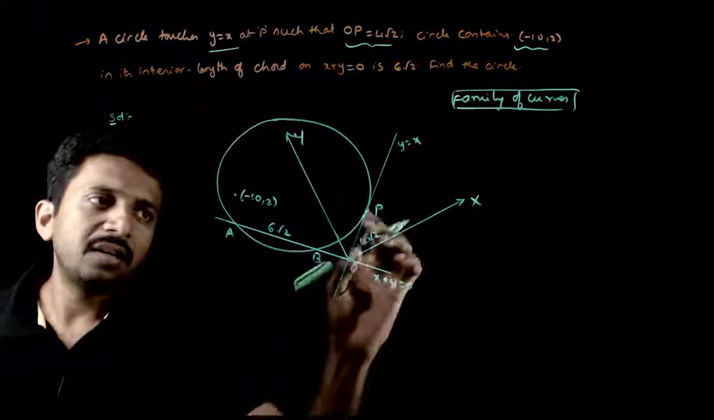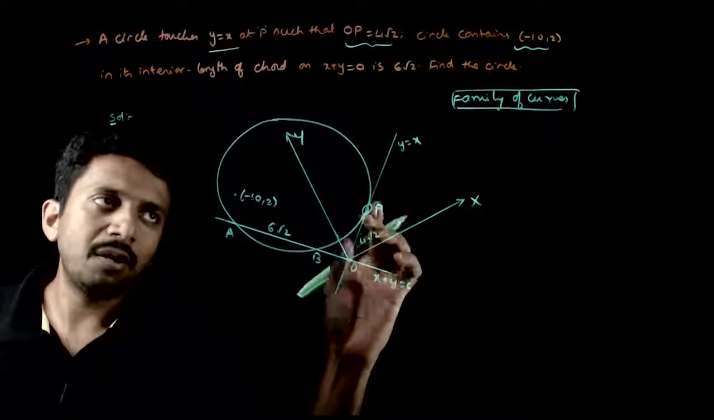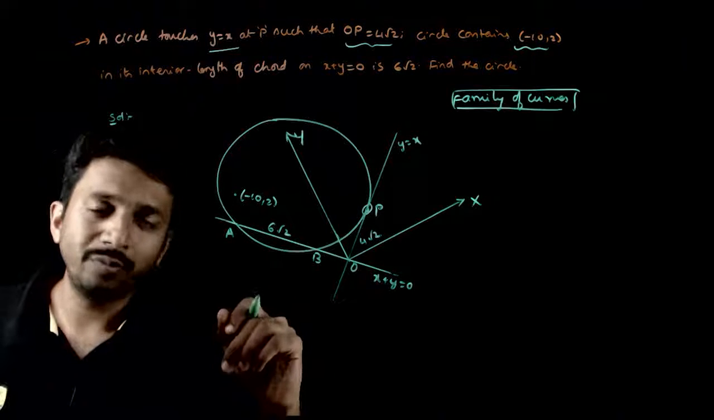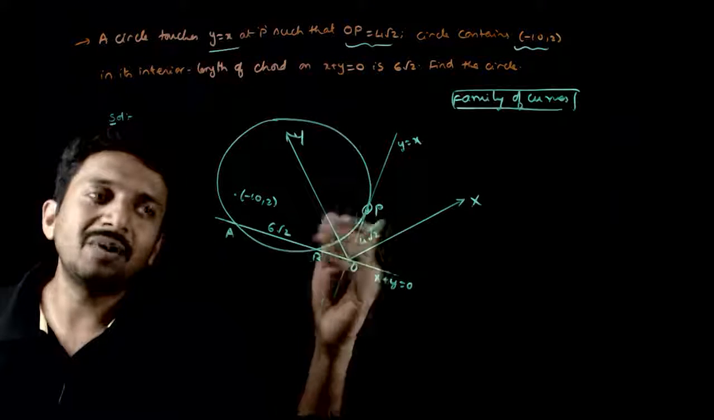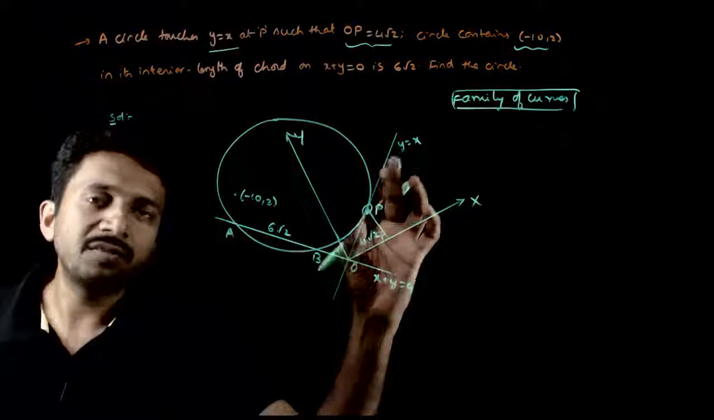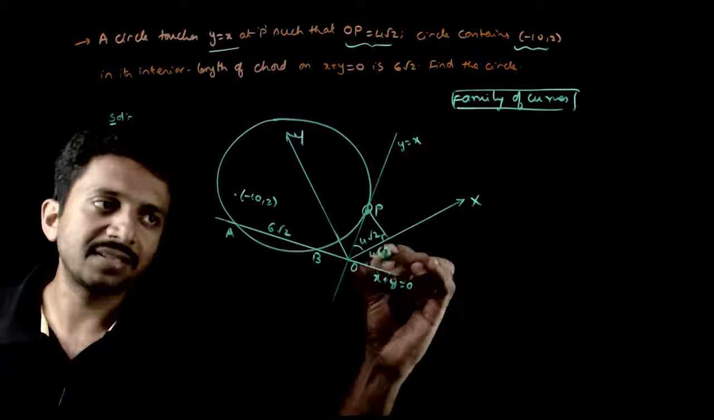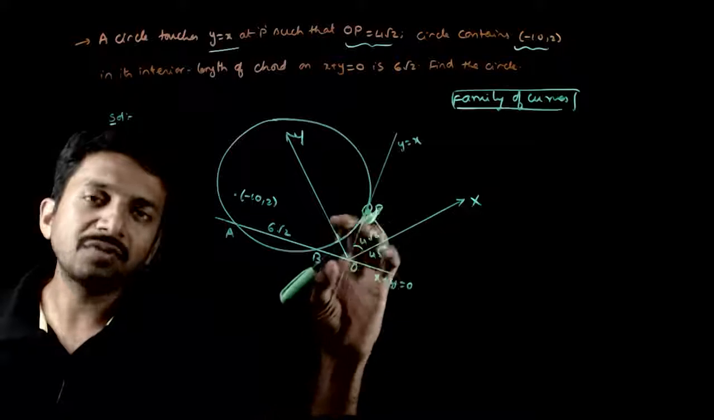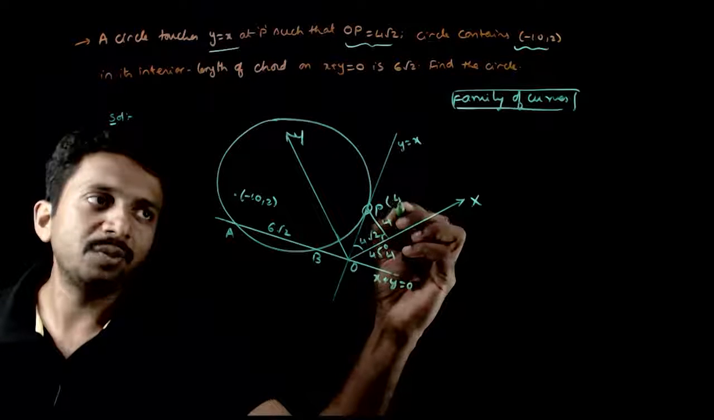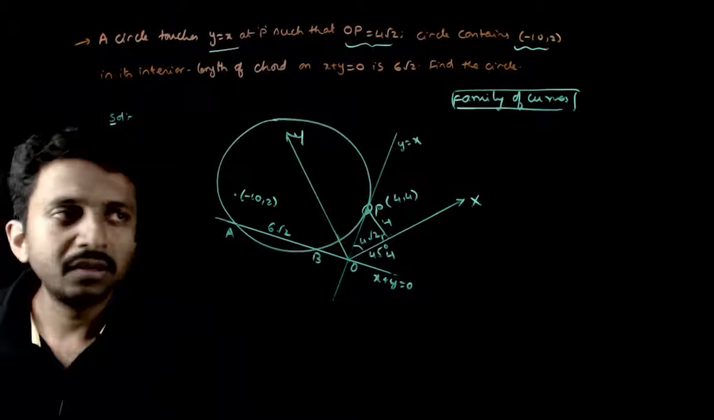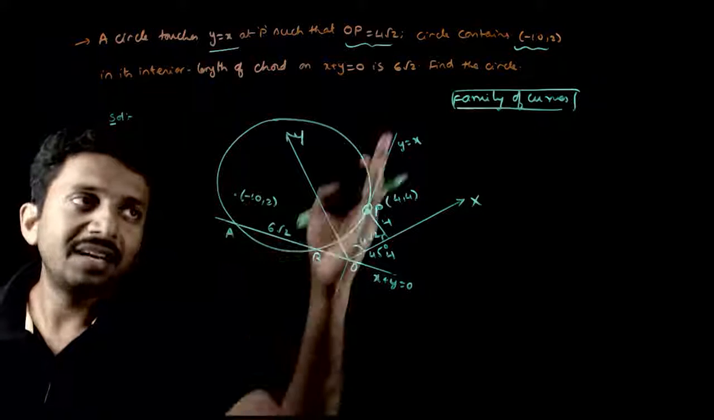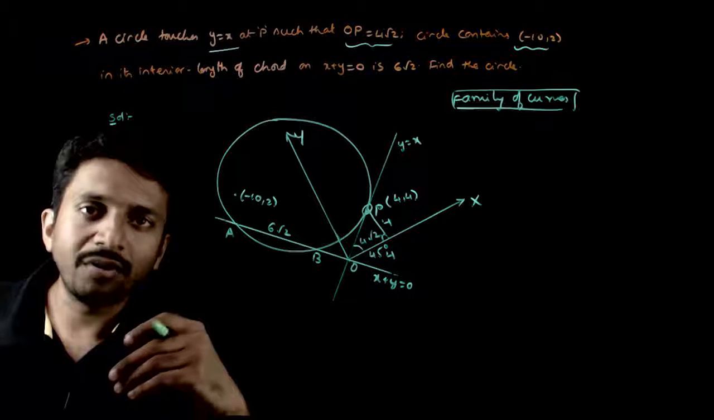So first, this P is lying on the line y equals x, and it is at a distance of 4 root 2 units from the origin. Let me draw a perpendicular from this. We know that y equals x makes 45 degrees with the x-axis and 45 degrees with the y-axis. So if the hypotenuse is 4 root 2, then this has to be 4 and this has to be 4. So this point has to be (4, 4). So the coordinate of P should be (4, 4). Now this circle is touching the line y equals x at the point (4, 4).